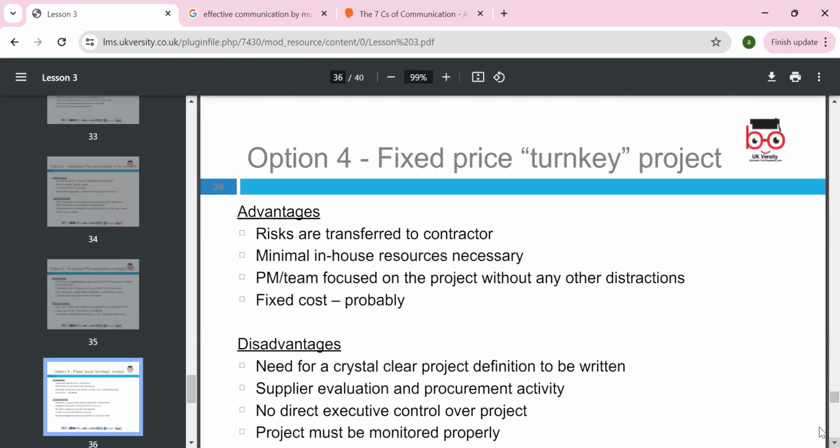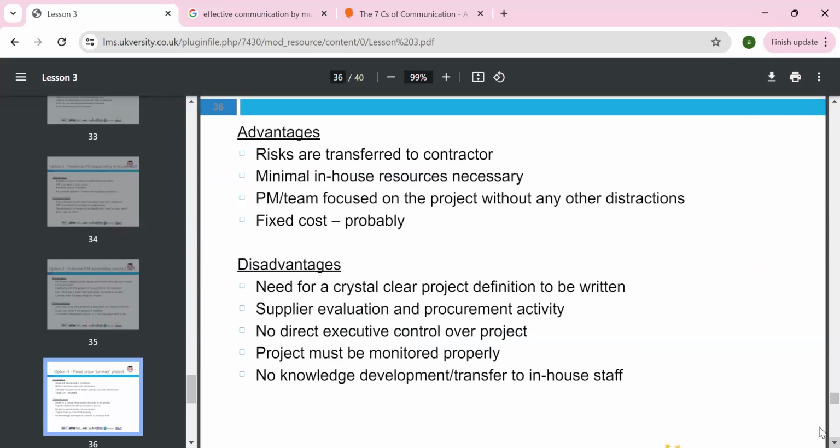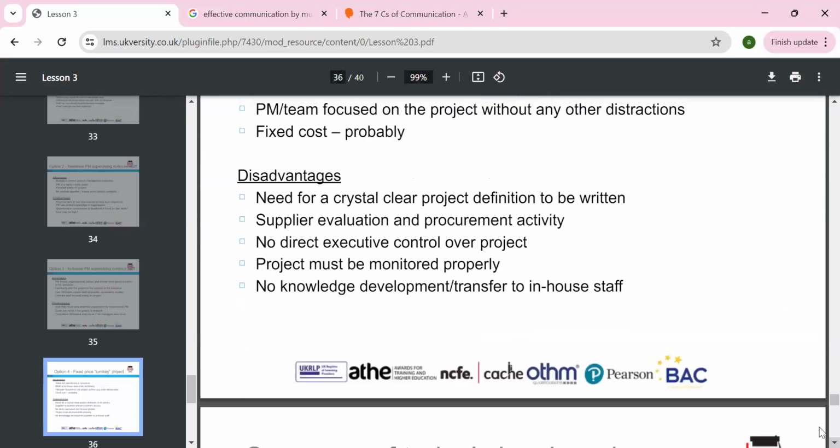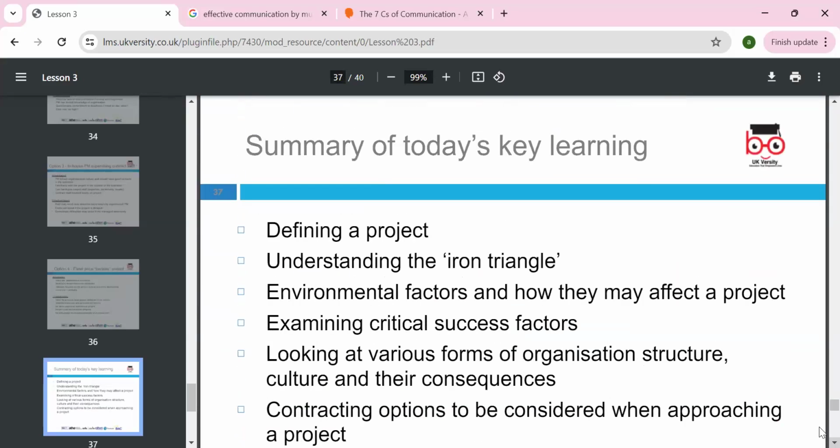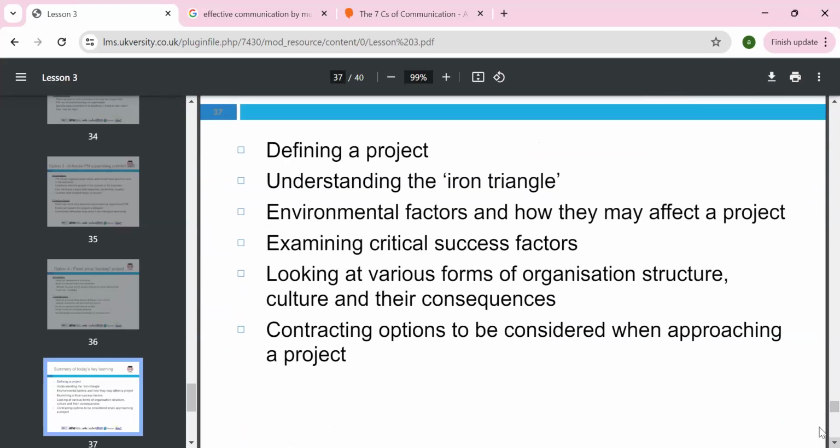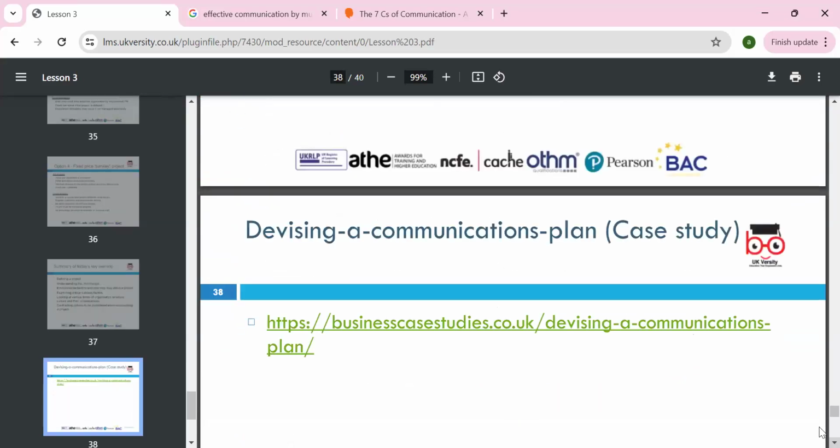You can opt for a fixed price, which means the risks are transferred to the quality contractor, with minimum in-house resources. The PM can focus on the project, but there is a need to be crystal clear on the project definition and supplier evaluation, and we can look around the cultures and the contracting. That is also very important.